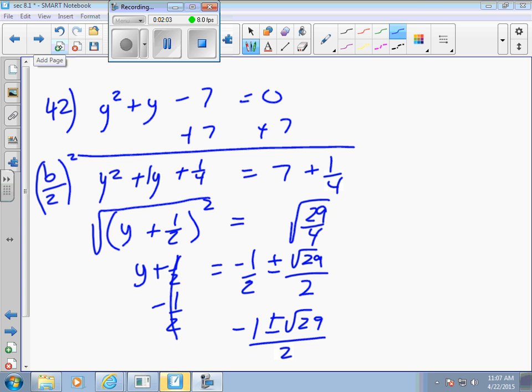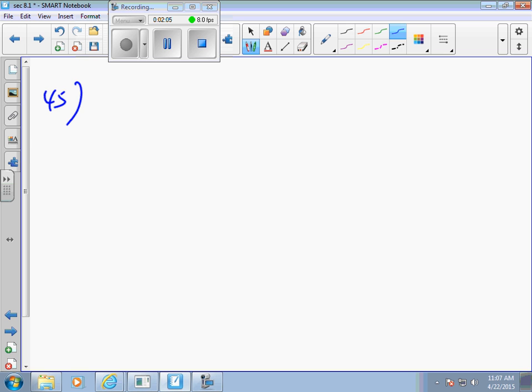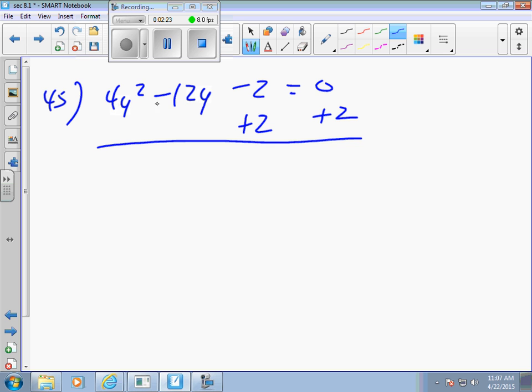The next one we're going to do is 45. 45 says 4y squared minus 12y minus 2 equals 0. First step again is to get rid of my constant. And I'm going to factor out the 4 out of both of these. So I have 4 times the quantity of y squared minus 3y equals 2. And I want to get rid of this 4, so I divide by 4, divide by 4. Now I have 1/2 over here.